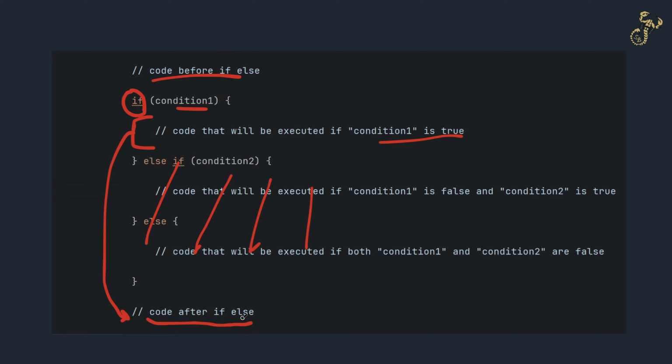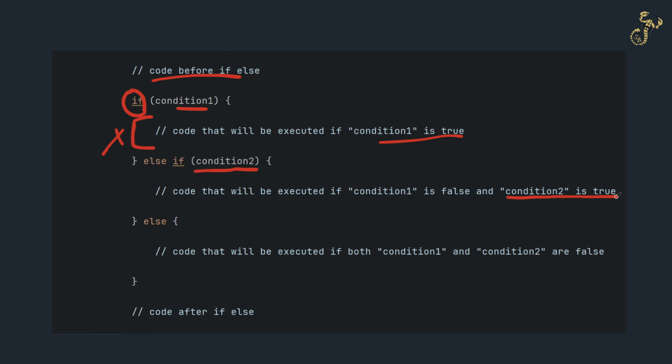On the other hand, if condition 1 is false, this block right here will be skipped and we'll evaluate condition 2. If condition 2 is true, then the code right here will be executed and the else branch will be skipped. So after the code right here will be executed, we will jump at the end and execute the code after if-else block.